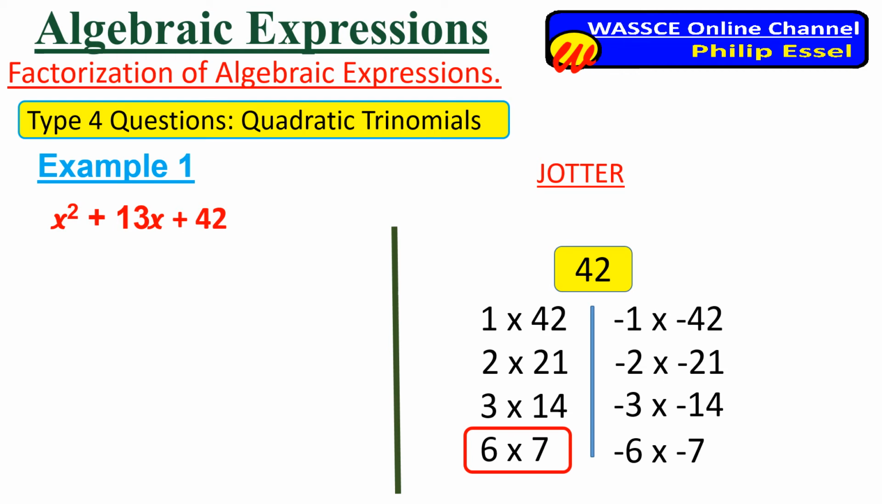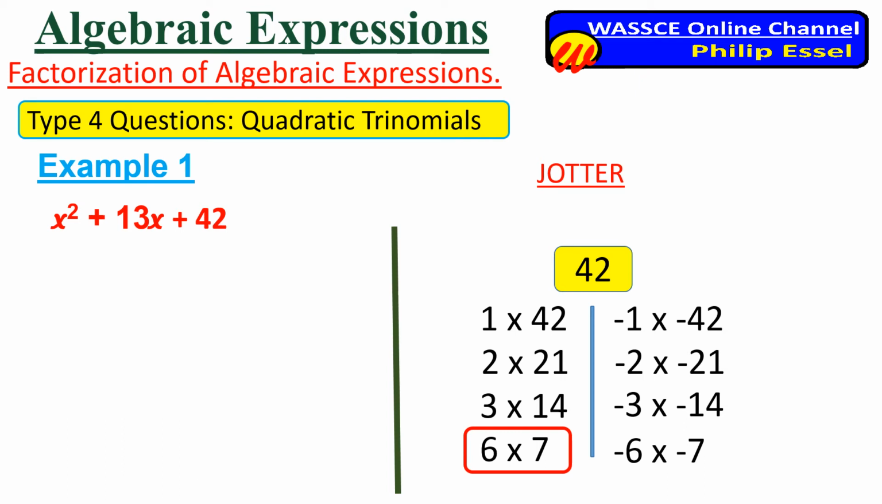So what we are going to do is this. We are going to replace the number 13, which is the coefficient of the x, by the sum 6 plus 7. Remember, that doesn't change the expression. 6 plus 7 is the same as 13. So all we are doing is replacing the number 13 by the sum 6 plus 7. That is all.